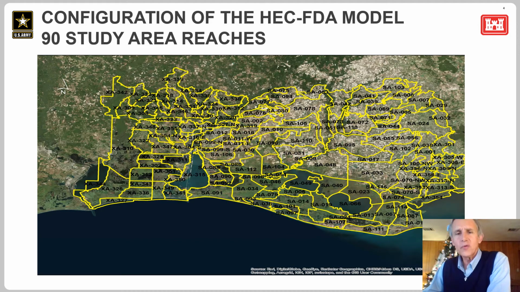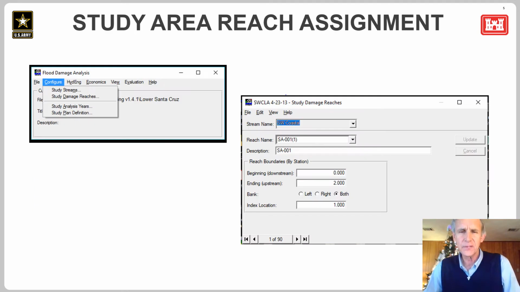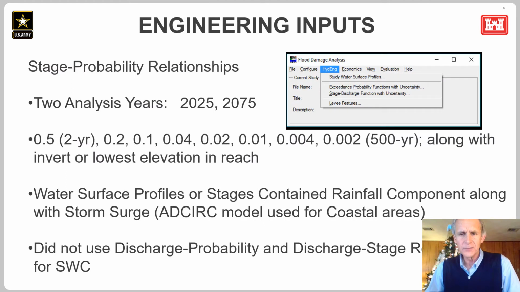So Southwest Coastal Louisiana, looking at the configuration of the study area, it was broken into 90 study area reaches. You can see them, in which you had a set of water surface elevations, stage probability relationships that were unique to each of those 90 areas. And so those became our reaches. And you can see that in the HEC-FDA model, they have a dialogue across the top, and under configuration, you can set up your reaches with a beginning and ending station. Just wanted to show you how that looks in the HEC-FDA model.